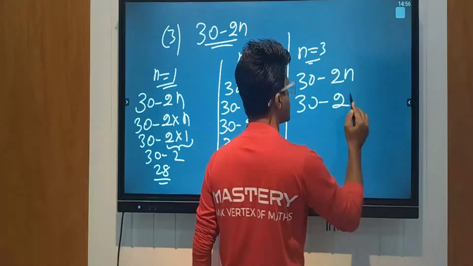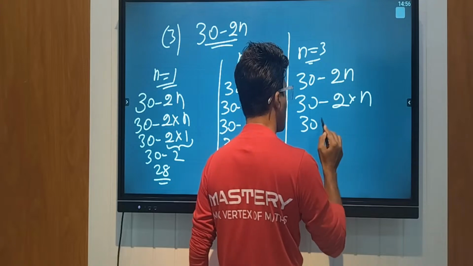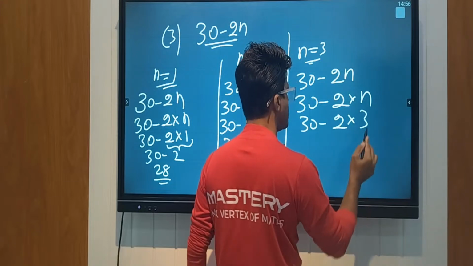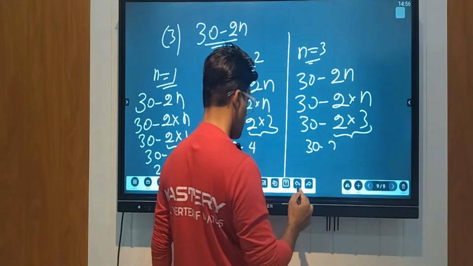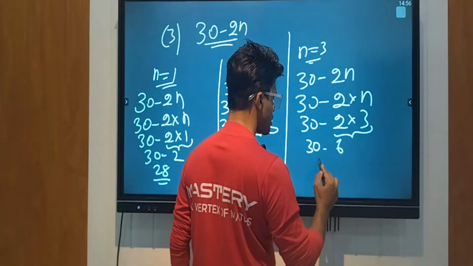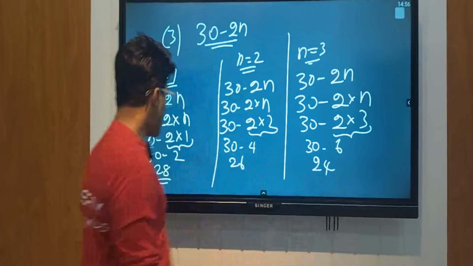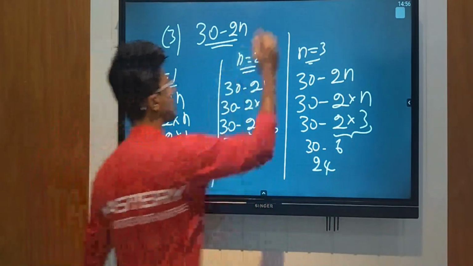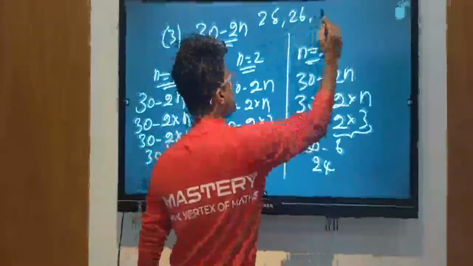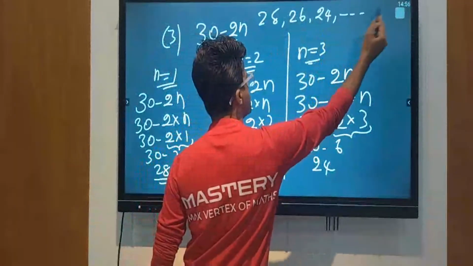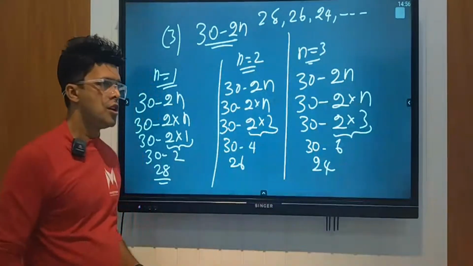30 minus 2n, 2 times n. So 30 minus 2 times 3. 2 times 3 is 6. 30 minus 6 is 24. So these are the first three terms of this number pattern: 28, 26 and also 24. These are the first three terms of this number pattern.